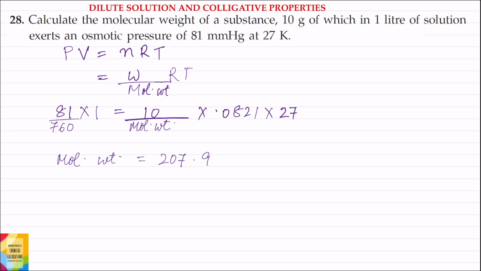Calculate the molecular weight of a substance, 10 gram of which in 1 liter of solution exerts an osmotic pressure of 81 millimeter of mercury at 27 Kelvin. Now the formula for the osmotic pressure is PV is equal to nRT. N is the number of moles of the solute in the solution. So number of moles is weight divided by molecular weight of the solute, into R into T. Now putting the value for the osmotic pressure, which is given as 81 millimeter of mercury, here it is written 81 divided by 760.